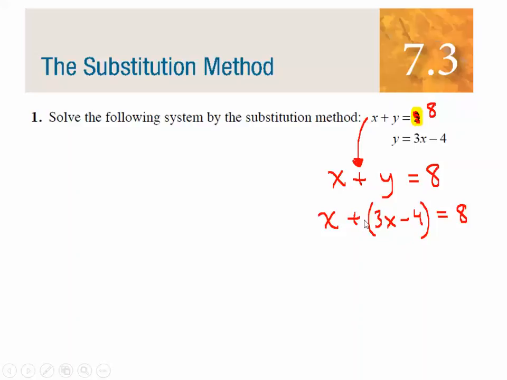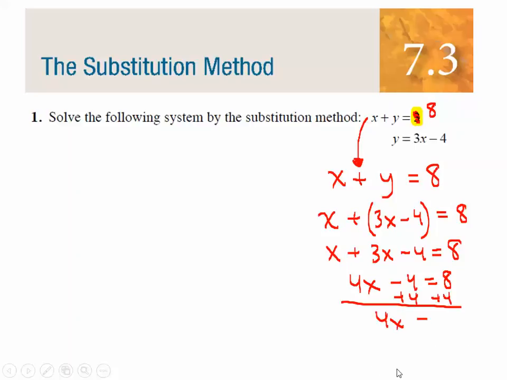Alright, since there's no multiplier, the parentheses just drop off, so it is just 3x minus 4. Any like terms to collect on either side? Yeah, x plus 3x makes a 4x. Minus 4 equals 8. Next step is? Add the 4. Add 4 to both sides. Perfect. How about 4x equals 12? And x is equal to 3. I like that.